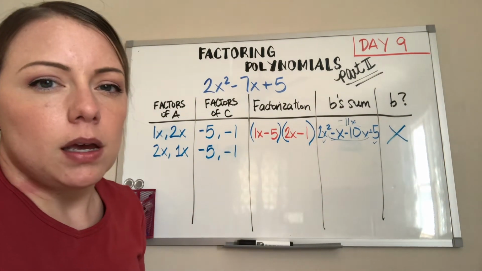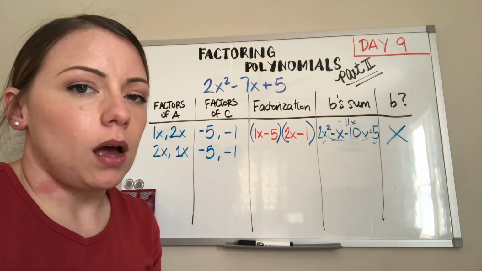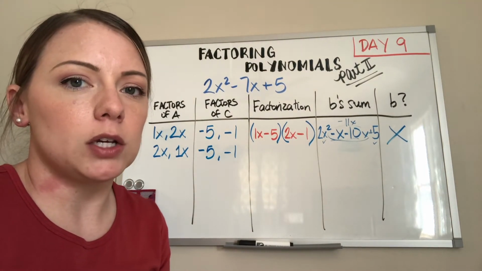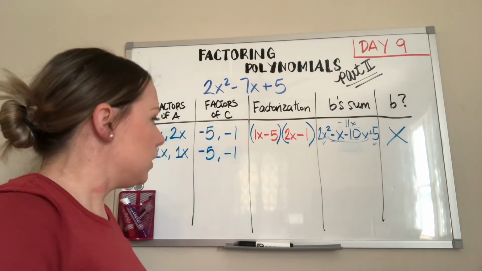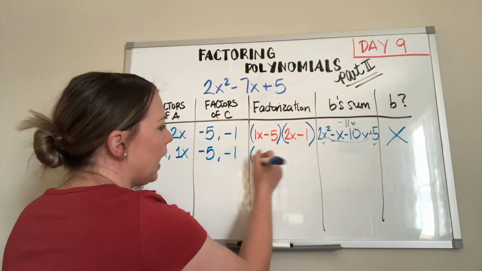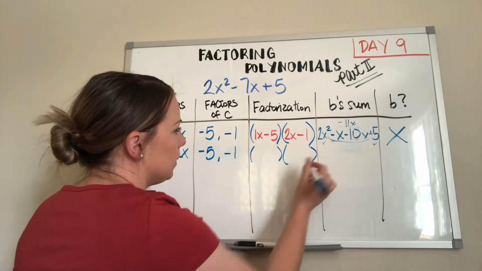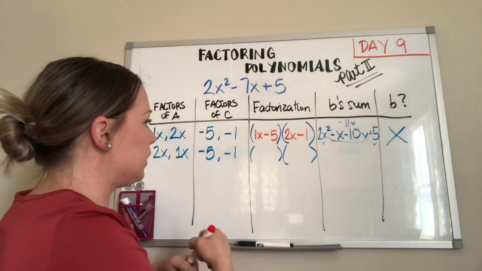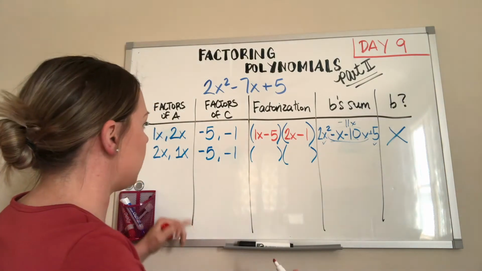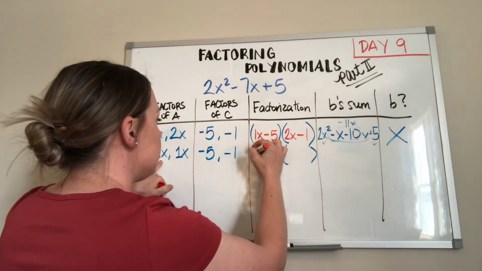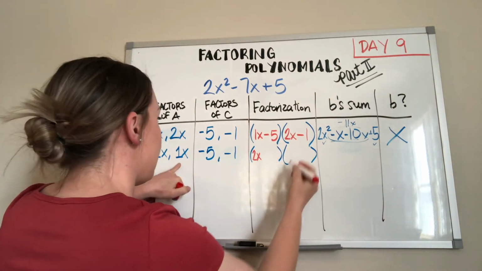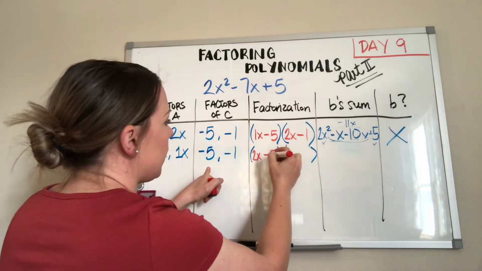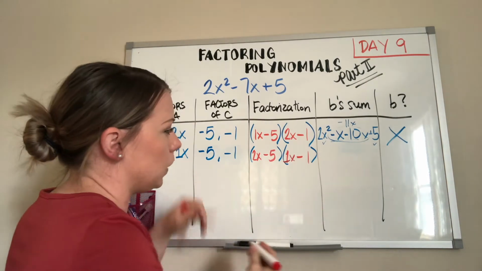All right, so let's try my next option, which should be my only other option, but I still want to make sure I've done it correctly. So I already have my factors set up. Now I'm going to fill in the factors in the correct spot. So I have 2x, I have 1x, then I have -5, and I have -1.